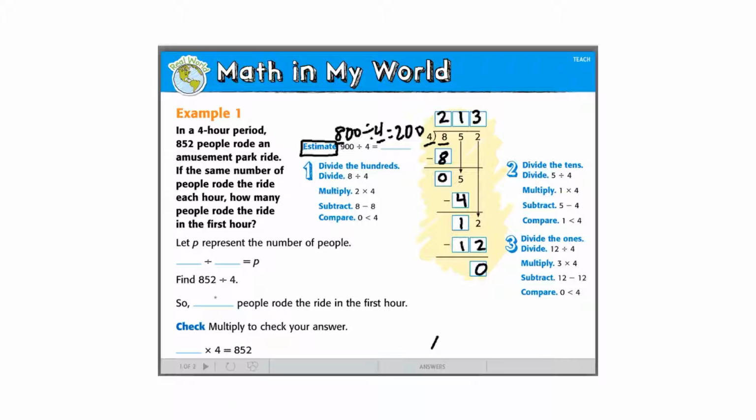So over here on the side where we're filling in, it would be 852 divided by 4. So that would be 213 people who rode in the first hour. And we already checked our answer with estimating, but if you wanted to, you could always multiply to check your answer as well.